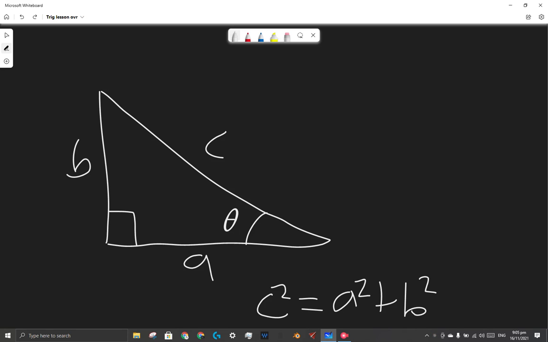But it depends on where theta is. So say if theta was here, then b would become our adjacent, and this would become our opposite. So that's pretty much how it is, but typically it's like this here.